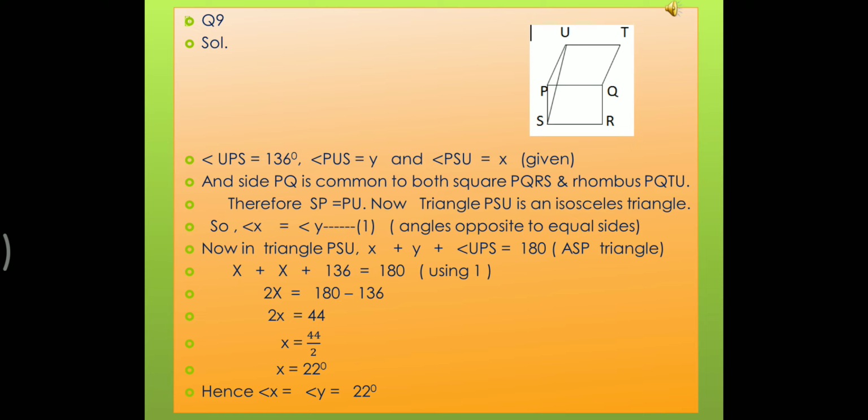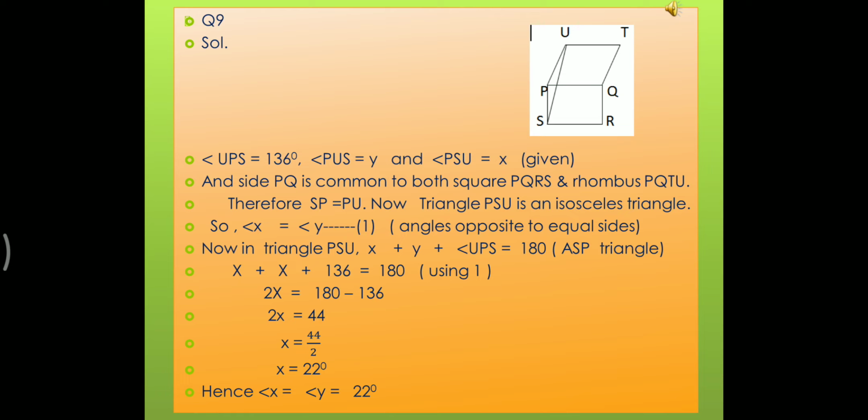Angle UPS is equal to 136 degree. Angle PUS is equal to Y, and angle PSU is equal to X. And we have to find the value of these two angles, that is X and Y. After focusing on this figure, we see side PQ is common to both square PQRS and rhombus PQTU. So that means all sides of the square and all sides of the rhombus are equal.